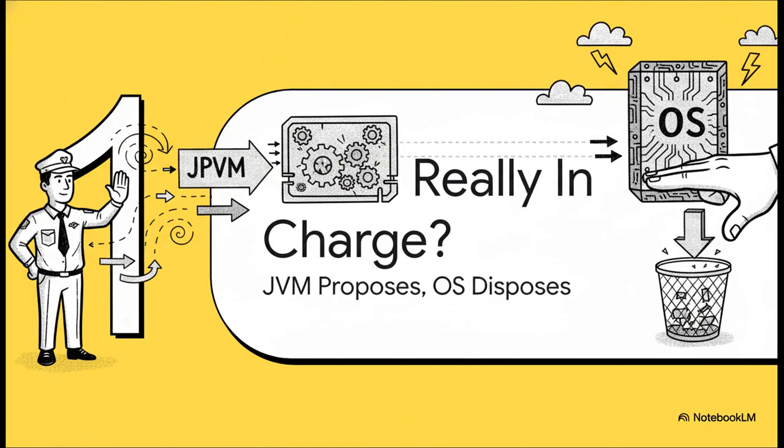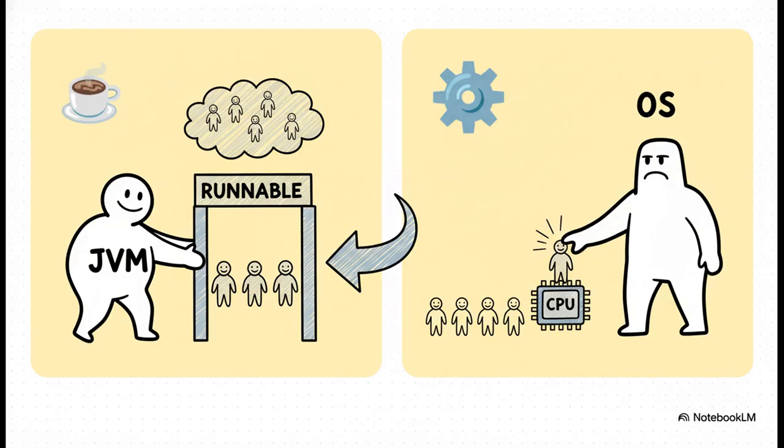Who is this traffic cop? Is it the Java virtual machine, or is it something else entirely? The best way to think about it is this. The JVM proposes, but the operating system disposes. And this slide really breaks it down. See, the JVM is in charge of its own little world. It manages all the threads and decides which ones are in the runnable state. Basically, which ones are ready and waiting in line.